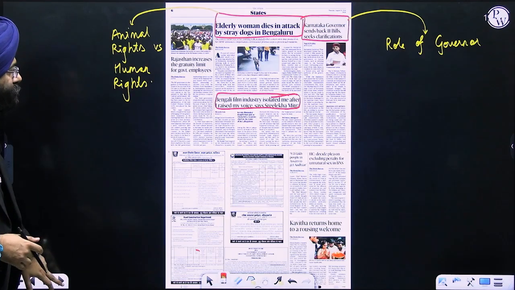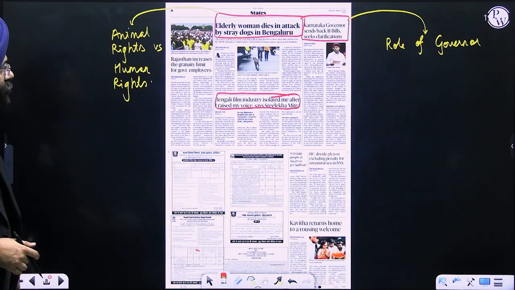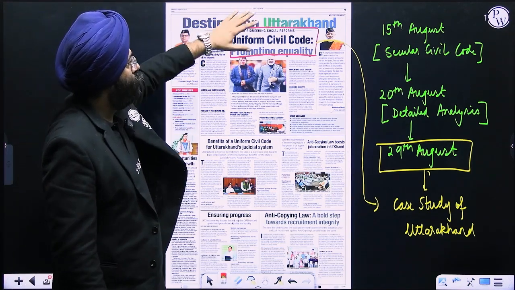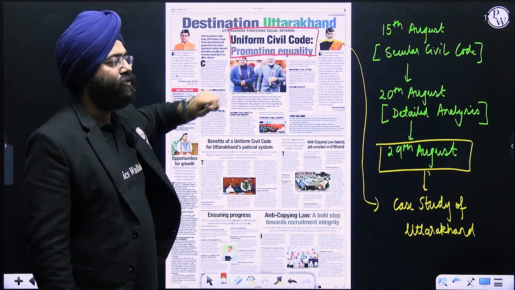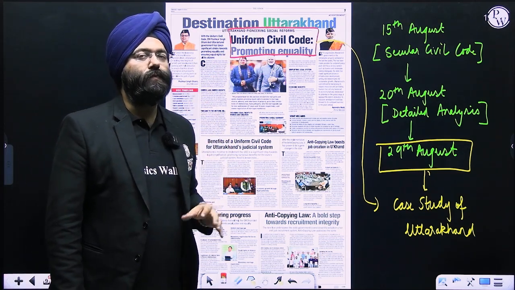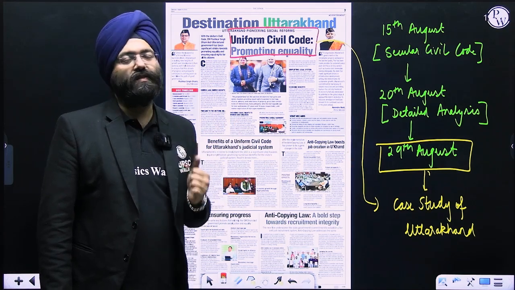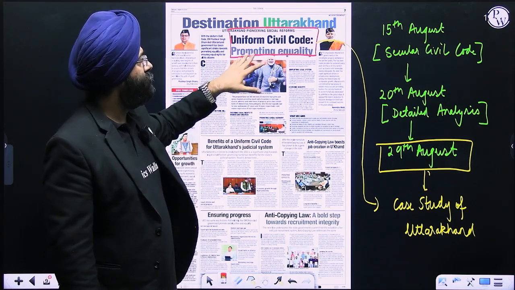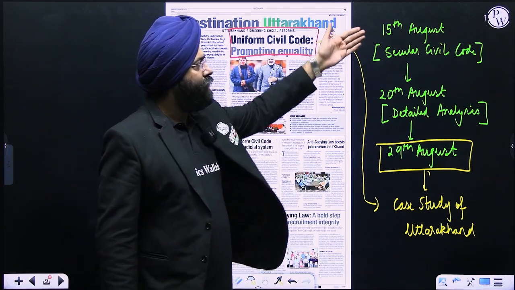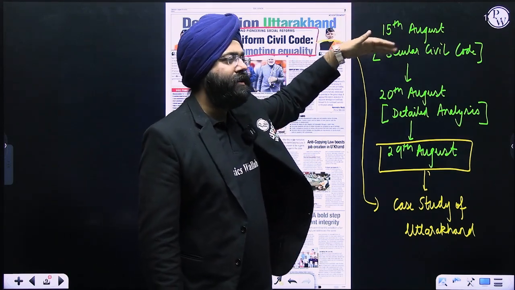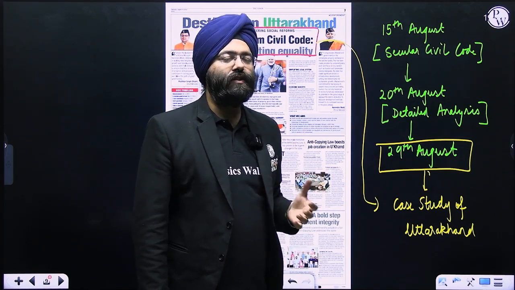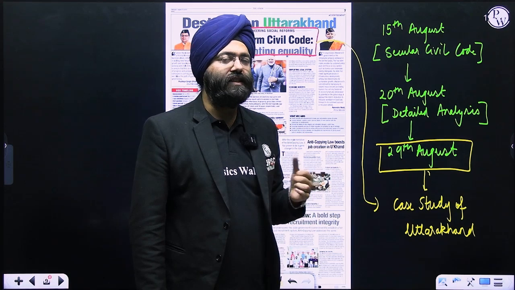Now let's move ahead. Now see this one thing. Though it is an advertisement from the state of Uttarakhand, sometimes these advertisements are also of good use when you are preparing for civil services. Now it says Uniform Civil Code promoting equality. Remember one thing. On the 15th of August, the Honorable Prime Minister had mentioned that implementation of a secular civil code will help in promoting social justice and equality.